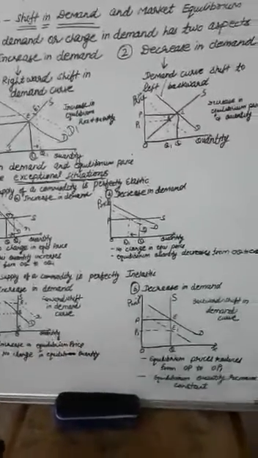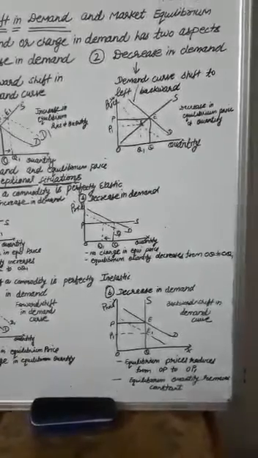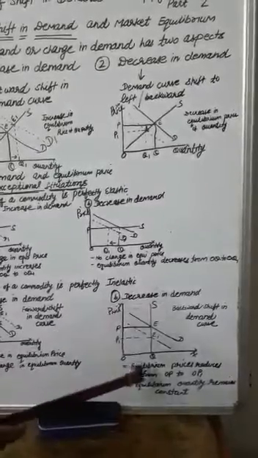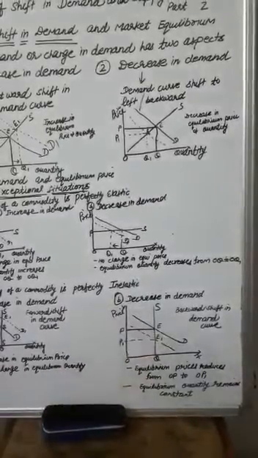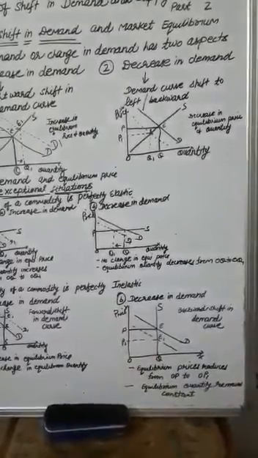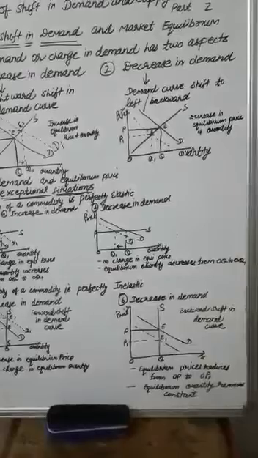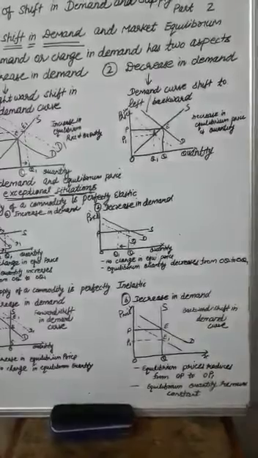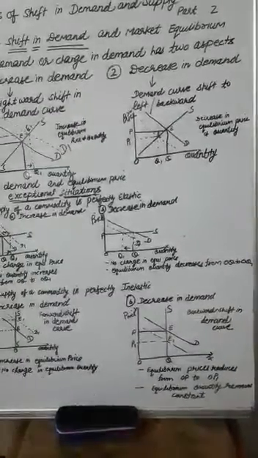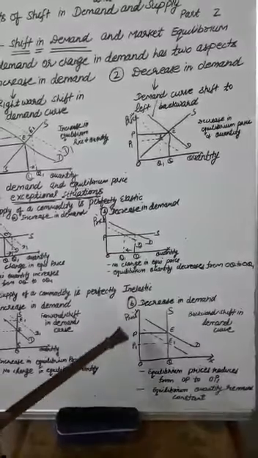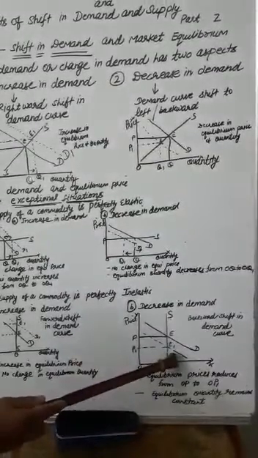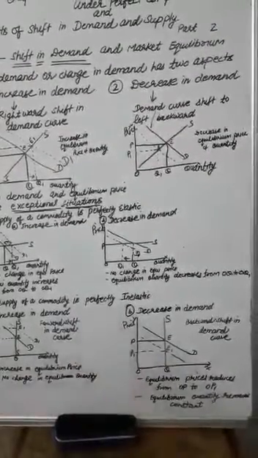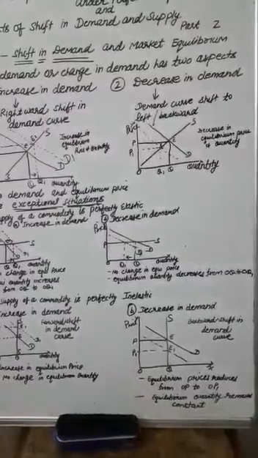In case of decrease in demand, again there is no effect on equilibrium quantity. So SS is the supply curve, D is the demand curve, equilibrium is at point E, equilibrium price is OP and equilibrium quantity is OQ. When there is a decrease in demand, the demand curve shifts to the left-hand side, that is backward shift in demand curve, and the new equilibrium is struck at point E1. So there is a fall in equilibrium price from OP to OP1 and equilibrium quantity remains unaffected.